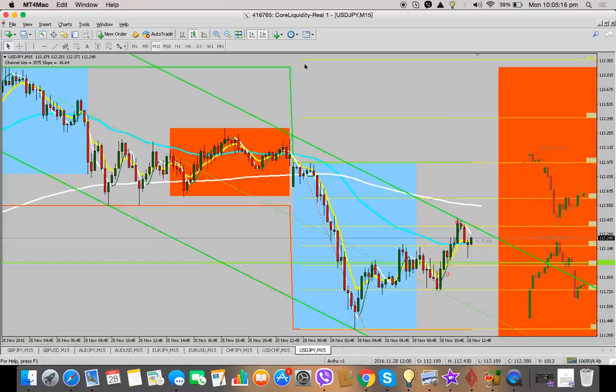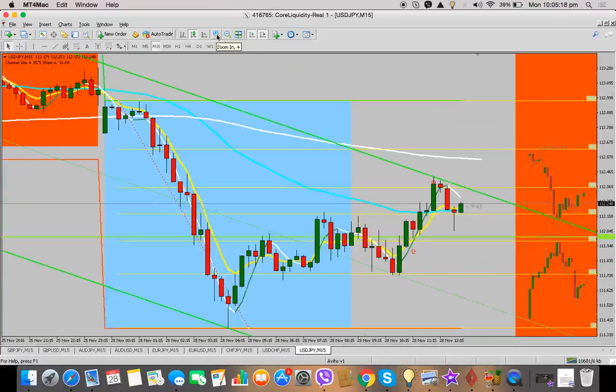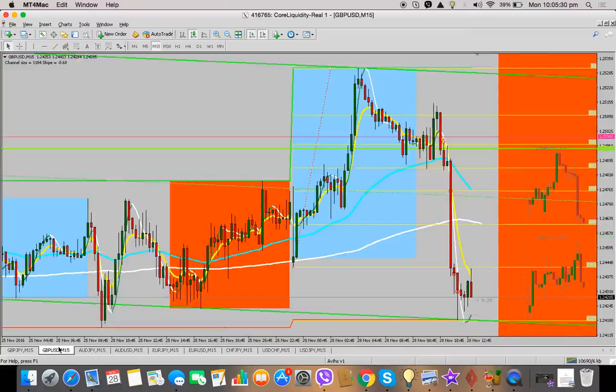USD JPY, it didn't. Let me zoom in. It didn't. Okay, so it didn't really get past here. It didn't get past my fib line. It did not get to the bottom body of this. So what do we do? We avoid that trade.